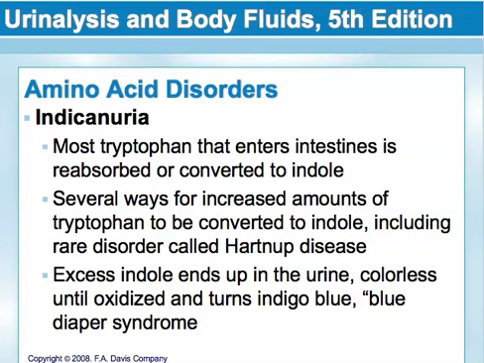Indicanuria: most of the tryptophan that enters the intestines is reabsorbed or converted to indole. There's several ways for increased amounts of tryptophan to be converted to indole, including a rare disorder called Hartnup disease, where you've got excess indole that ends up in the urine. It's colorless until it's oxidized and then will turn an indigo blue. So this one a lot of time is referred to as blue diaper syndrome.